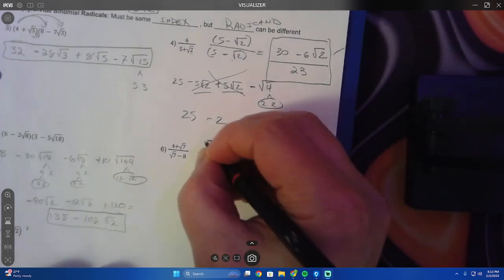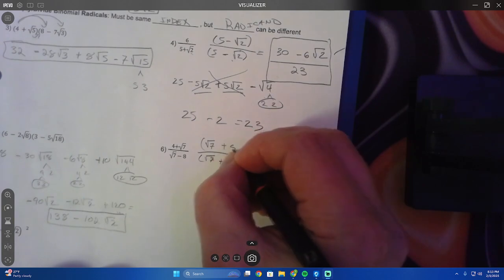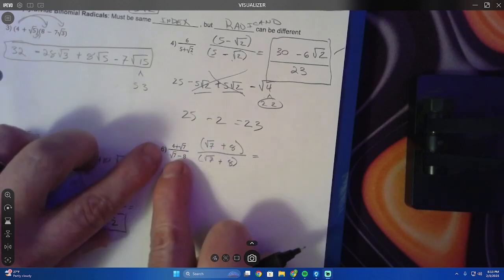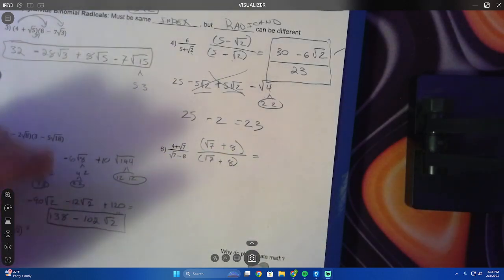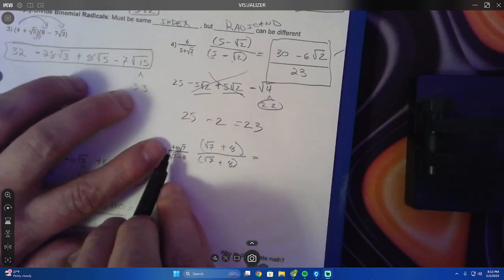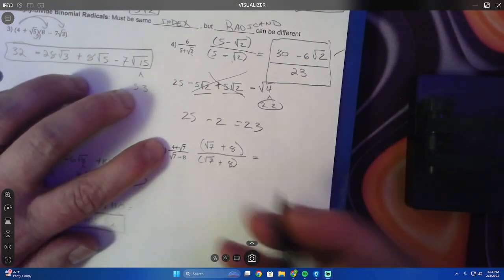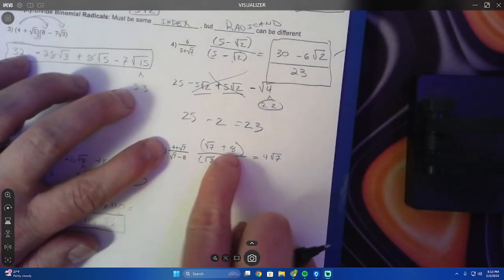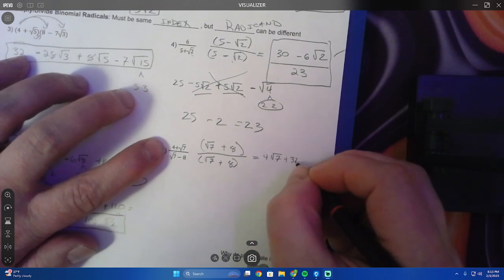So I'm also going to multiply the top by that square root of 7 plus 8. Now, on this problem, I'm going to need a FOIL on the top, FOIL on the bottom, and simplify throughout that process. So let's start on FOILing on the top. 4 times square root of 7 is 4 root 7. 4 times 8 is plus 32.